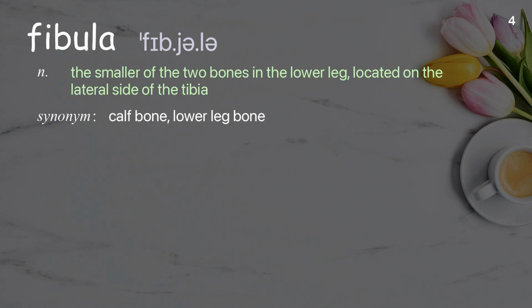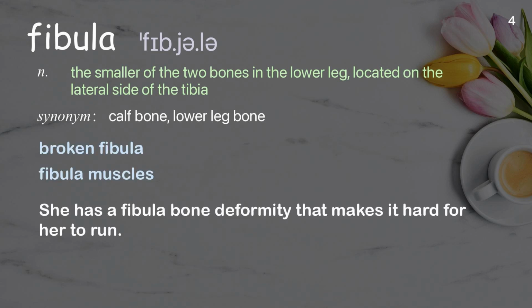Fibula. The smaller of the two bones in the lower leg, located on the lateral side of the tibia. Examples: Broken fibula. Fibula muscles. She has a fibula bone deformity that makes it hard for her to run.